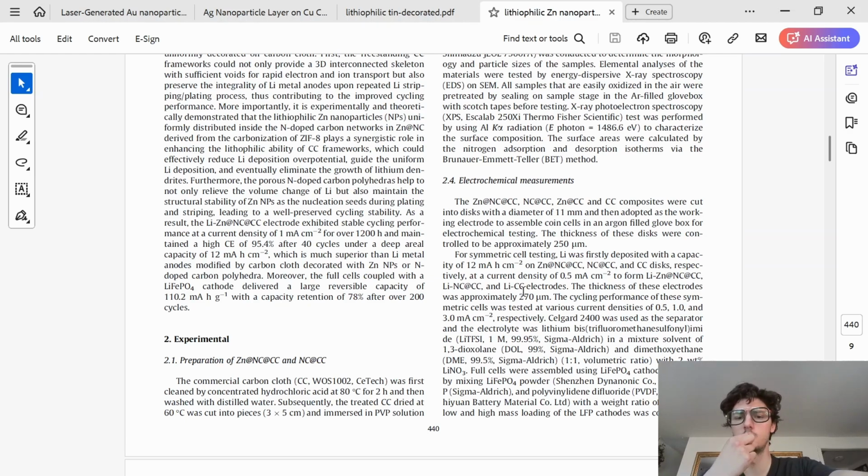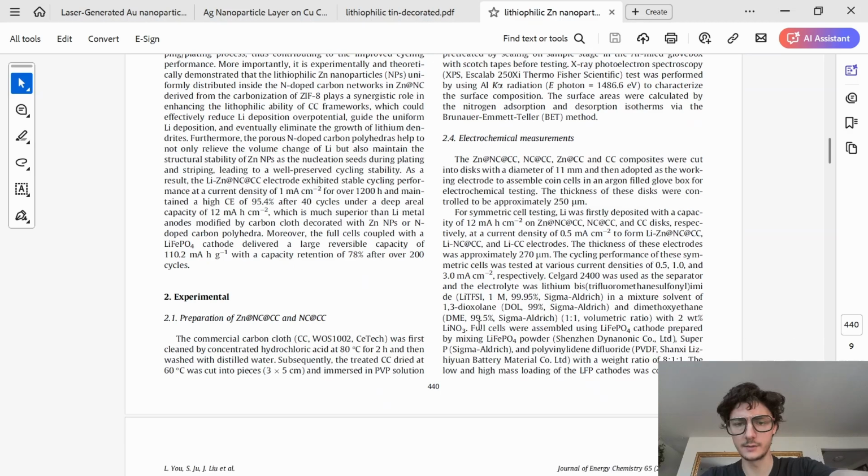Interesting. Lithium was deposited onto those. Okay, the thickness of these electrodes was approximately 270 micrometers. So from 250 to 270. The cycling performance of these symmetric cells was tested at various current densities of these. Celgard was used as a separator. The electrolyte is this in a mixture of that with these additives.